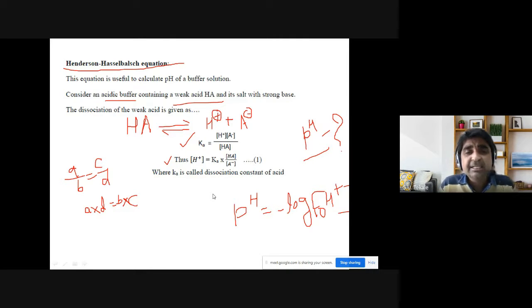Let us consider the example of HA, which is the weak acid in this acidic buffer. So that acid is dissociating into H plus and A minus ions. And if we apply the law of mass action to this dissociation equilibrium, we can find the concentration of H plus ions. Therefore, if we want to get the pH of this buffer solution, we need to do some mathematical manipulation. So we apply negative log on both the sides.